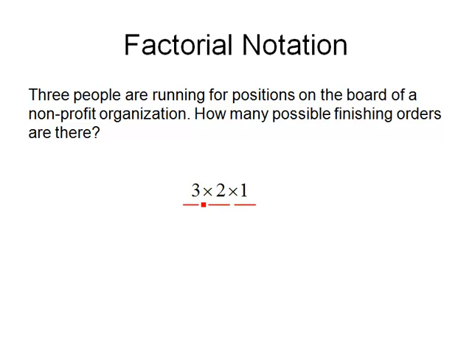You'll notice that this is just a factorial. This is simply 3 factorial, and if you were to put that into your calculator, you'd get 6. So there are 6 different finishing orders for these positions on the board.